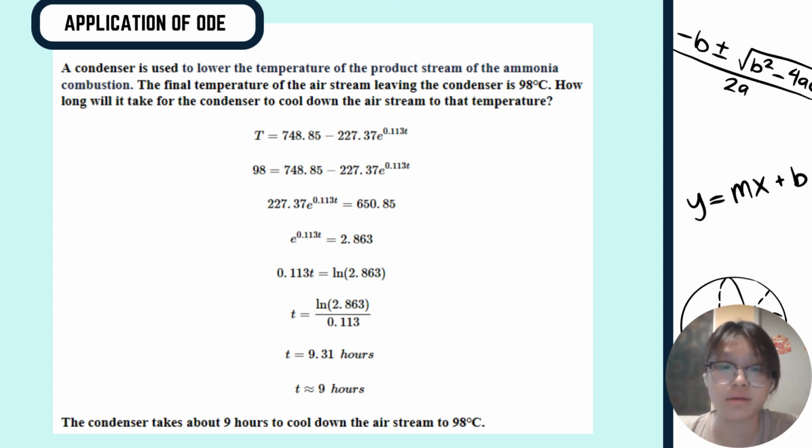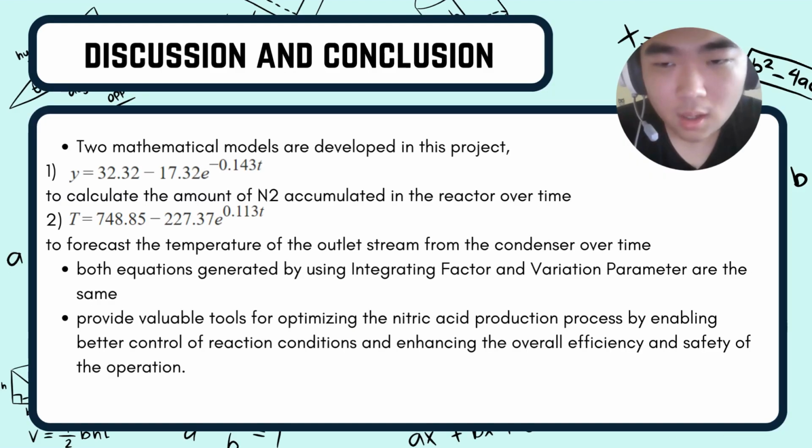Now we should replace the 98 degrees Celsius into our capital T. After solving the mathematical problem here, we will get the small letter t equals 9.31 hours, which is roughly 9 hours. We can conclude that the condenser takes about 9 hours to cool down the air stream to 98 degrees Celsius. And at the end of our video presentation is the discussion and conclusion for our project.